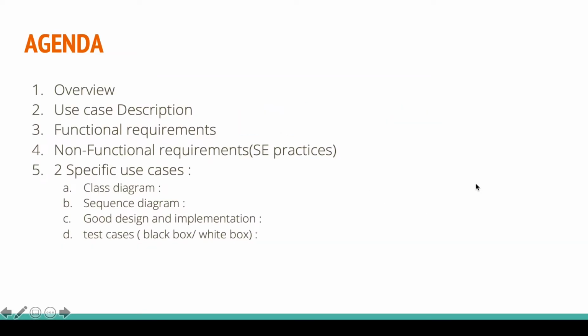So let's get started. For today's agenda, we will be going through the overview of the application, the use case description, the functional requirements of our application, the non-functional requirements and the software engineering practices that we have implemented. We will also go through the two specific use cases and its information such as the class diagram, sequence diagram, etc. So let's get started on our application overview.